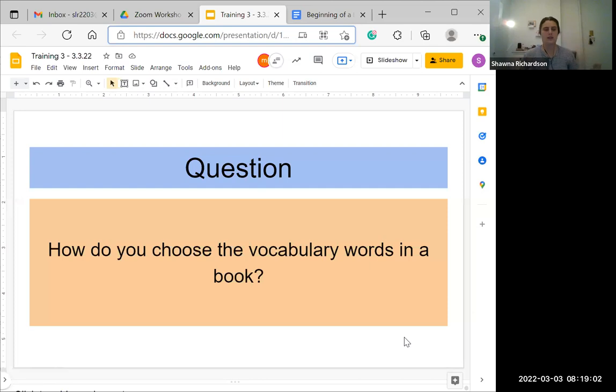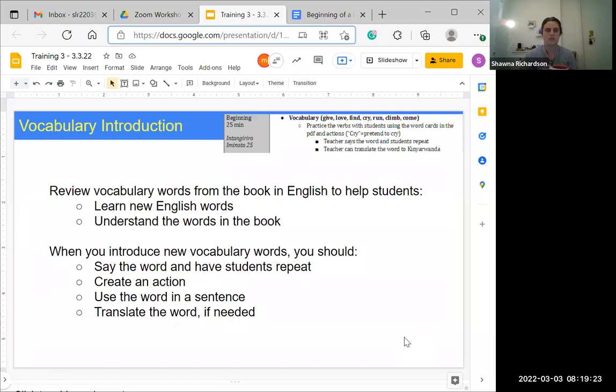Now I want you to think about this question, and I want some of you to share. I know some of the librarians last summer in the last training, they were able to use vocabulary words with their students. So I'd love to hear from some of you about how you used vocabulary words with your students and why your students liked it.